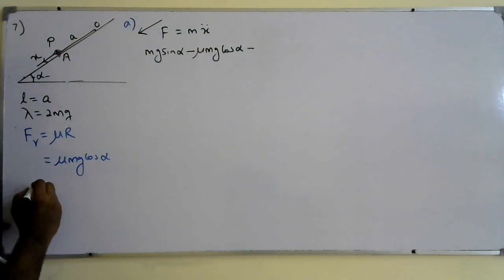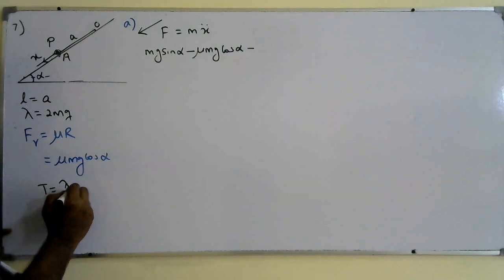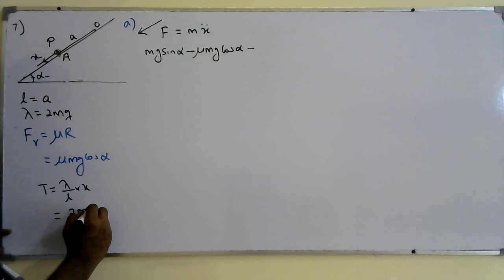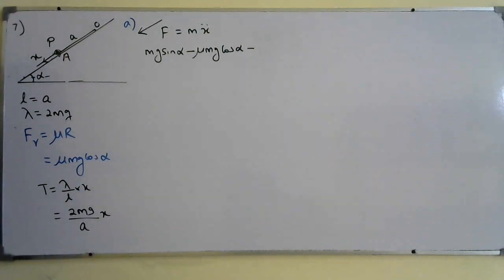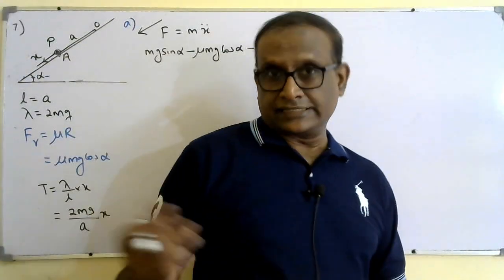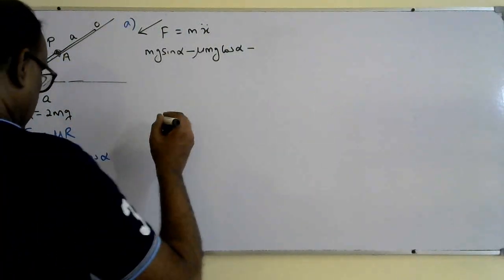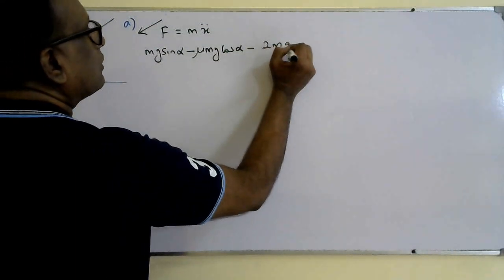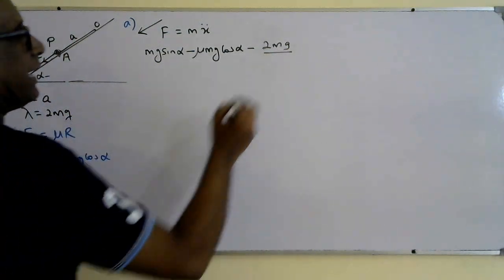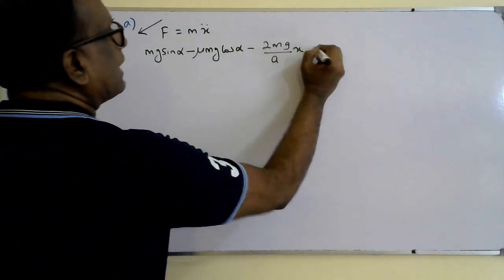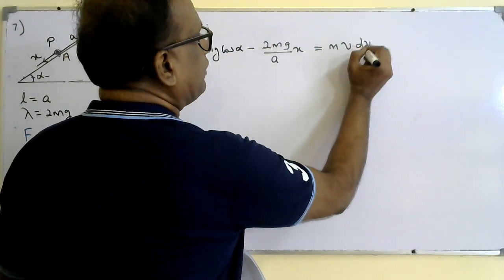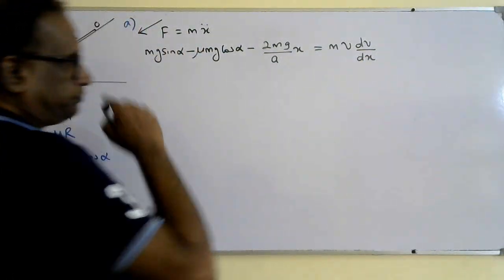Then the tension T is equal to lambda over L into x. Lambda is given as 2mg, and L is given as a. The extension is a variable, because when the particle moves down, the extension is going to change. So the tension will be 2mg over a, x. That is equal to m x double dot. We know that x double dot is v dv over dx.